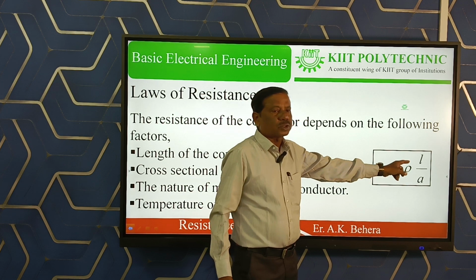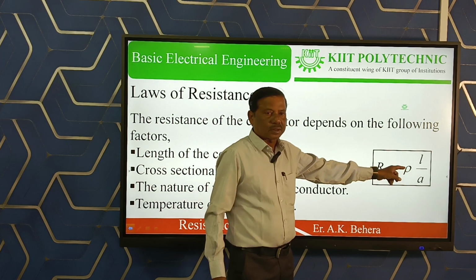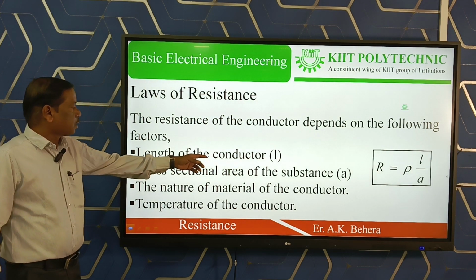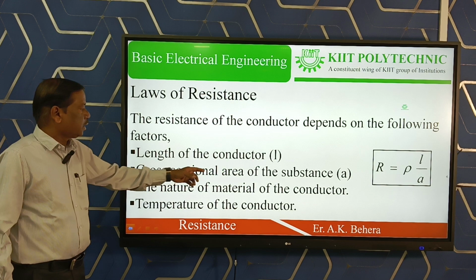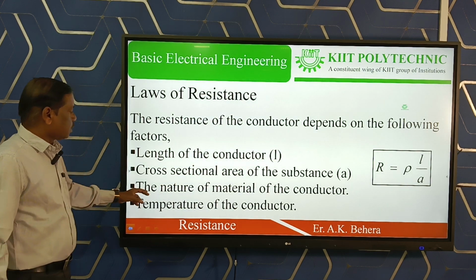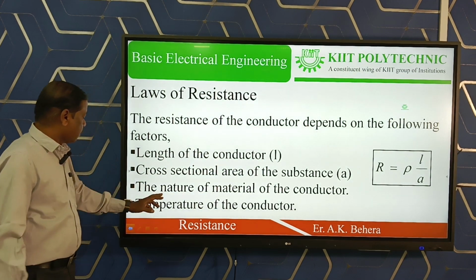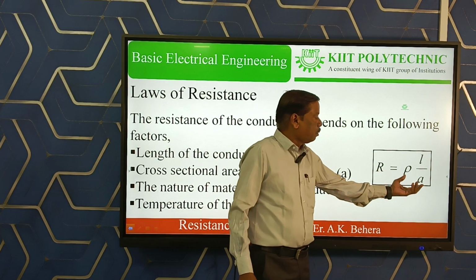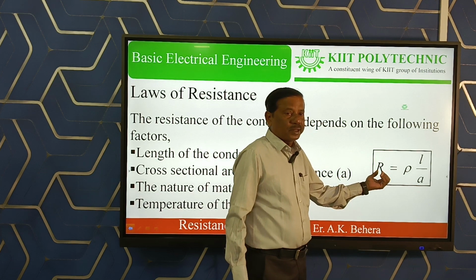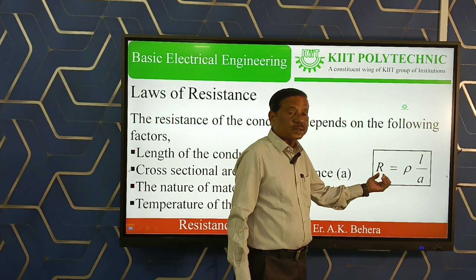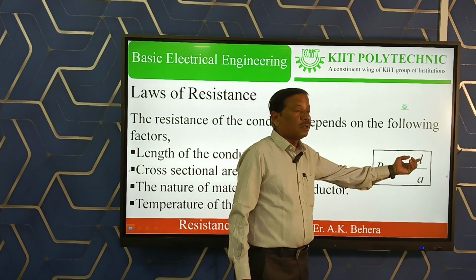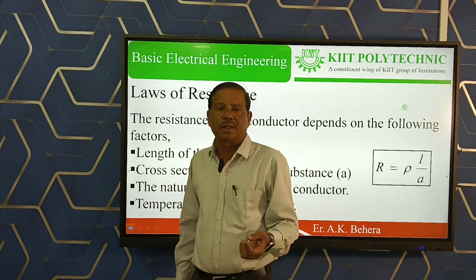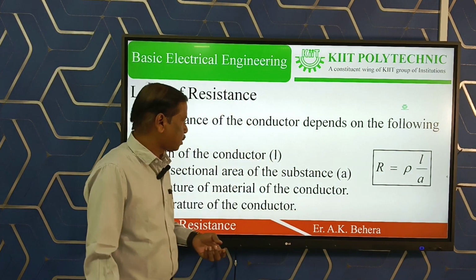Rho is the specific resistance of the conductor. It also depends upon the temperature. That's why I have mentioned it depends upon the length of the conductor, cross-sectional area of the conductor, the nature of material of the conductor, and temperature effect. If the area of cross section is high, then obviously, since it is inversely proportional, the resistance is low. If the length is more, since the length is directly proportional, obviously the resistance of that conductor is high.